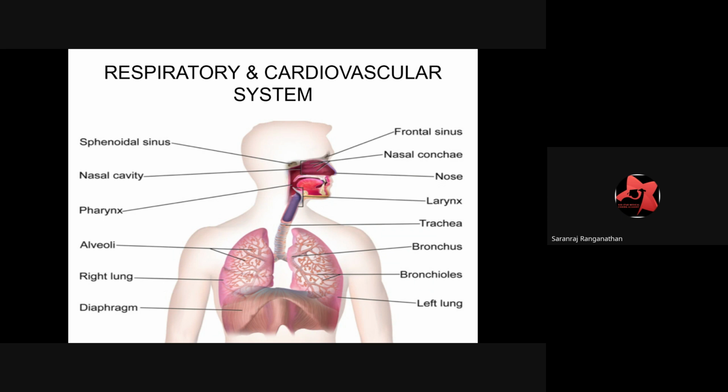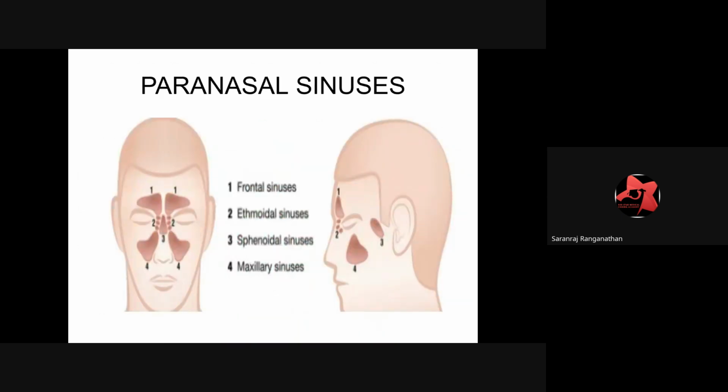So you can check sphenoidal sinus, nasal cavity, pharynx, alveoli, right lung, diaphragm, then frontal sinus, nasal conchae, then nose, larynx, trachea, bronchus, bronchioles, left lung. These will all be involved in this respiratory system. Along with that, some other anatomical parts are also there. We will see them further on.